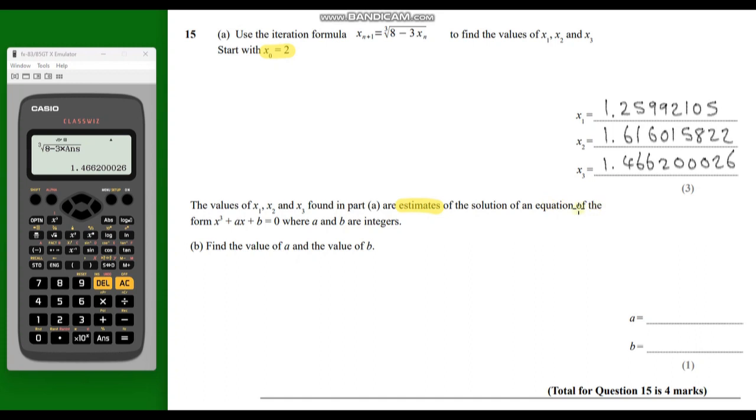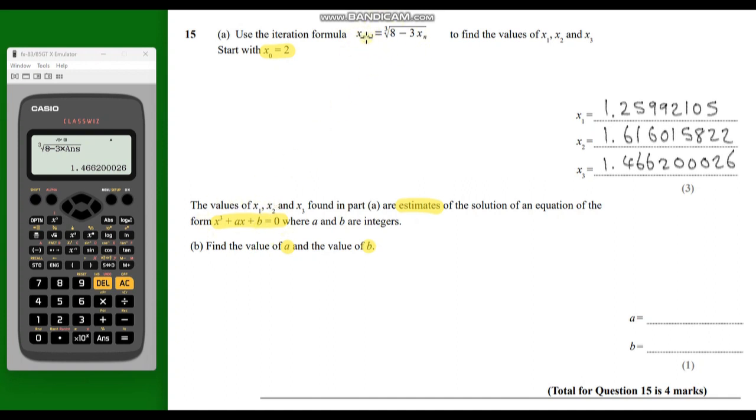So part B says the values of x1, x2 and x3 found in part A are estimates of the solution of an equation of the form, or this form here, where A and B are integers. Find the value of A and the value of B. So this formula that we used up here was to calculate estimates of the solution, but to find the exact solution, we need to rearrange this formula to put it in this equation here.